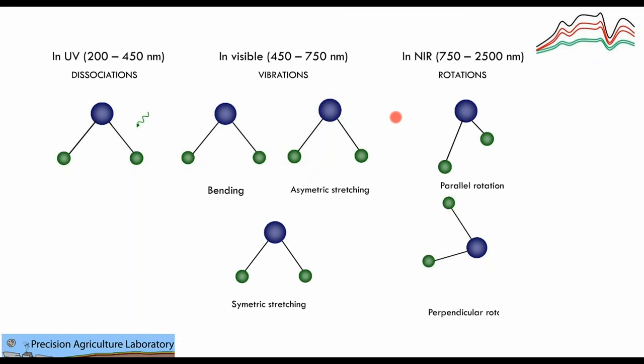Okay, so in the UV region, the light breaks bonds, if you want. In the visible part of the spectra, they have a different bending and stretching and different ways that the molecules react. And in the NIR, they have some other reactions, if you want.